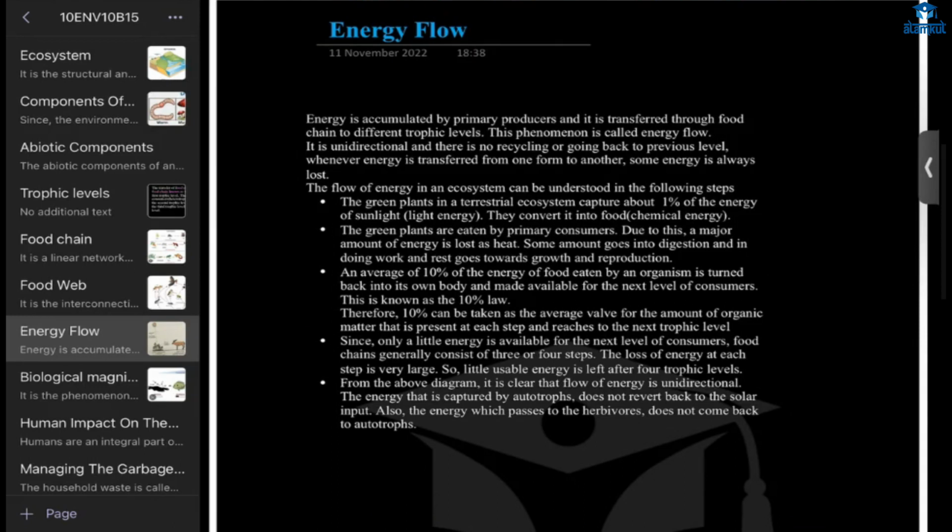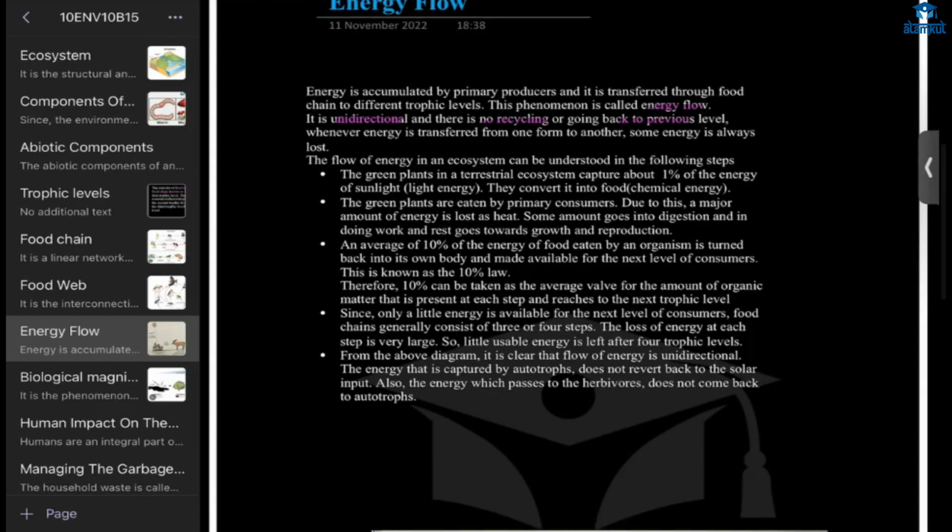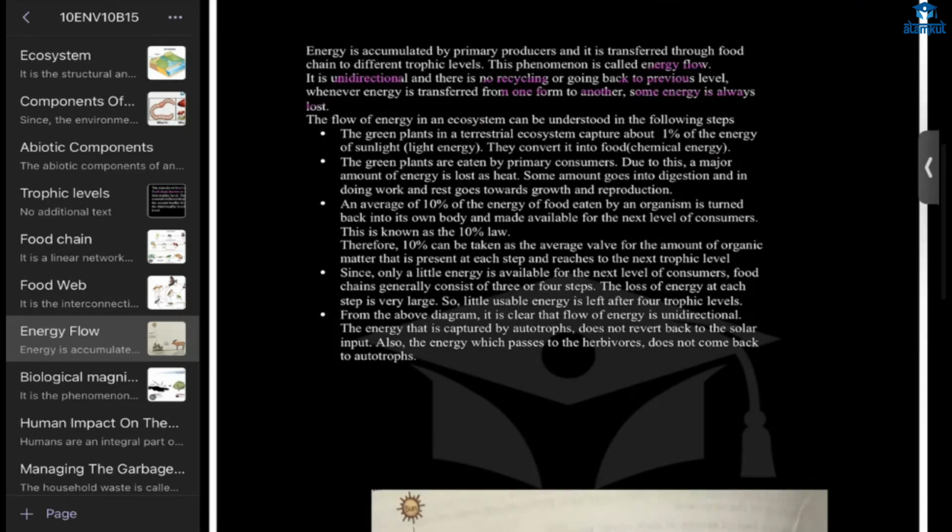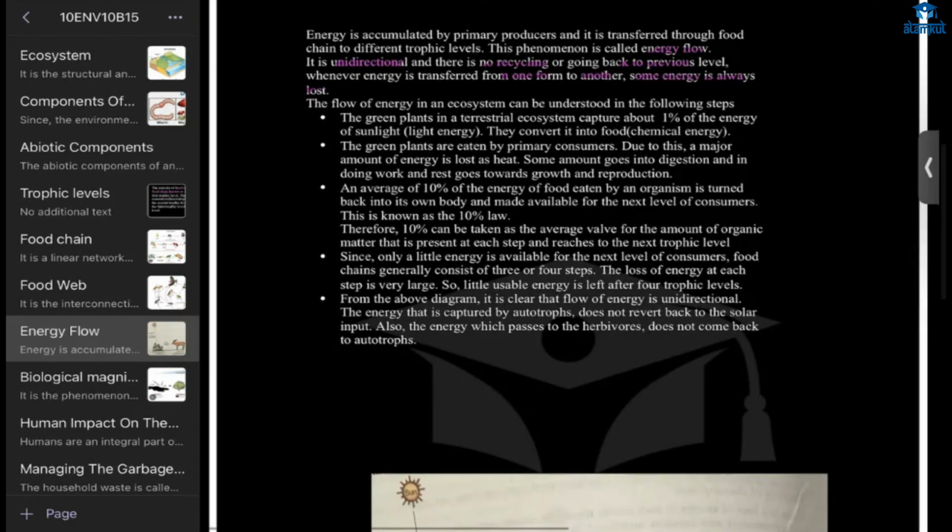This phenomenon is called energy flow. It is unidirectional flow, okay? And there is no recycling or going back to the previous level. Energy is transferred from one form to another, and because of that, some energy is always lost. The flow of energy in an organism can be understood in the following way.